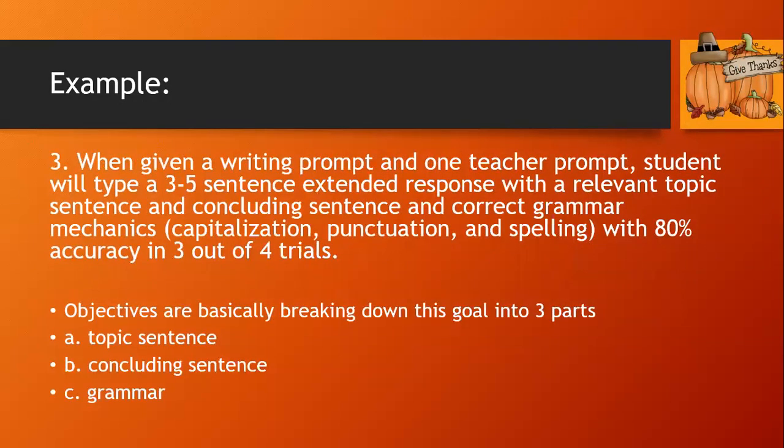We were sent an example and we're going to go through it and read it and let you know whether it's compliant or not compliant. And if not compliant, we will give the reasons why and how you might fix this. When given a writing prompt and one teacher prompt, student will type a 3 to 5 sentence extended response with a relevant topic sentence and concluding sentence and correct grammar mechanics, including parentheses, capitalization, punctuation, and spelling with 80% accuracy in 3 out of 4 trials.